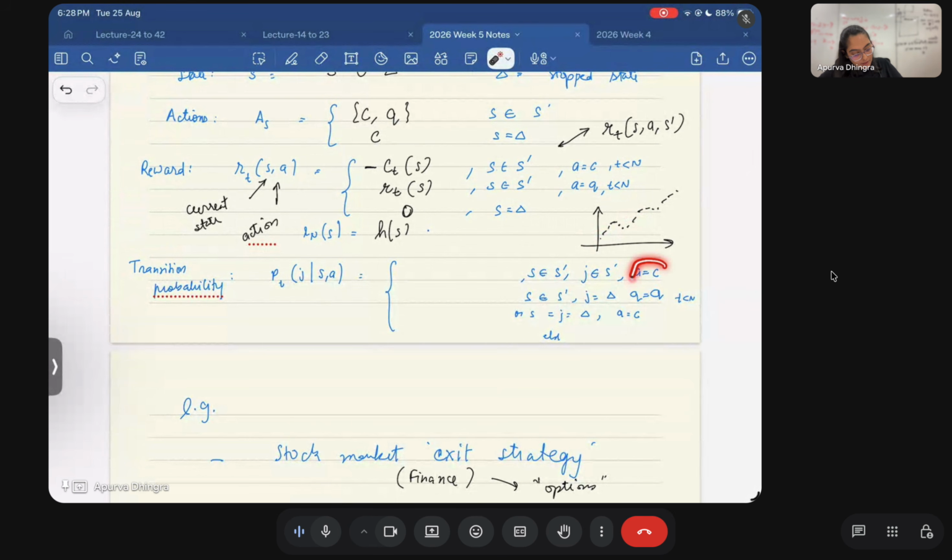Since it is in the scenario where action has already been taken, it's happening on its own, action does not play a role. So this can be written as pt of j given s.